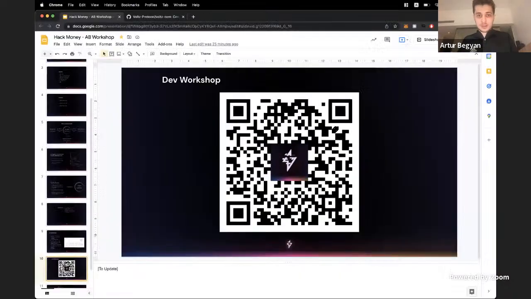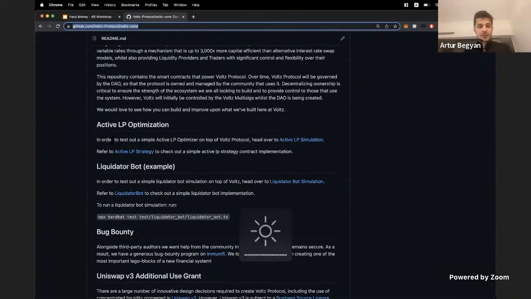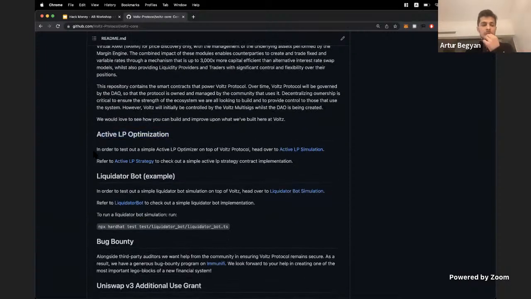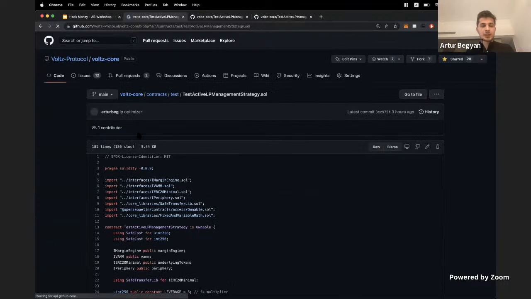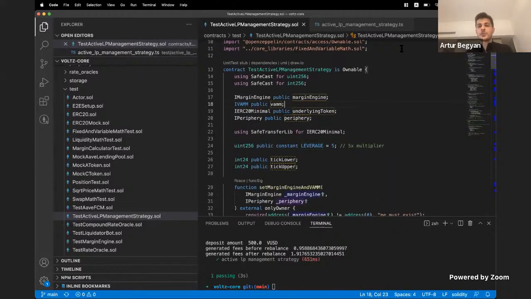So let me get there. Cool. If we follow on to the Voltz core repository, you will see a section titled active LP optimization. There are two key files that enable this naive simulation to run. First is the active LP strategy smart contract, and the other is the actual simulation itself. So first, let's dive deeper into the active LP strategy contract. And I believe I have it here as well.